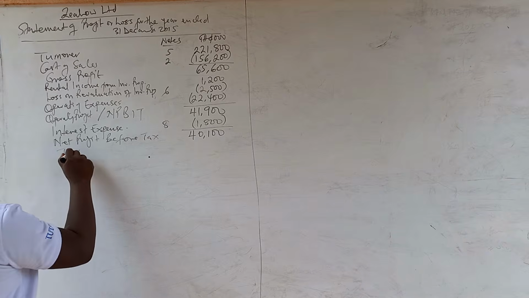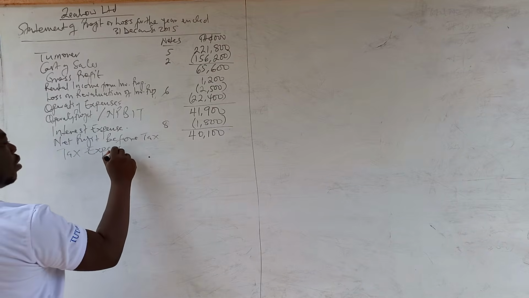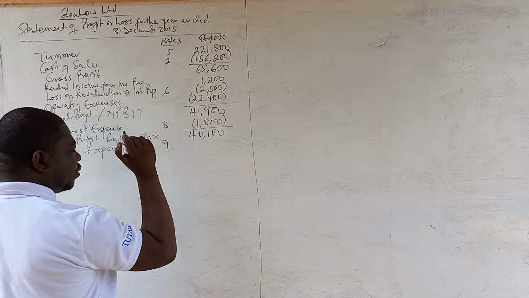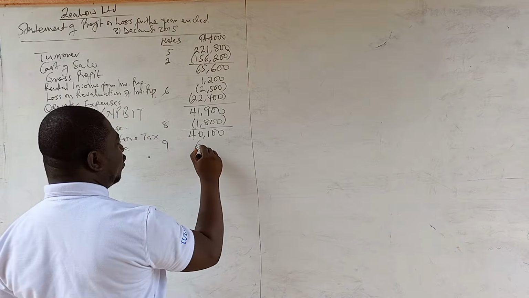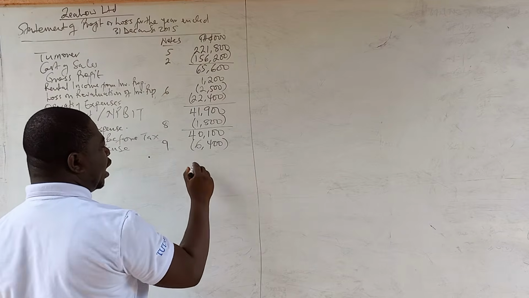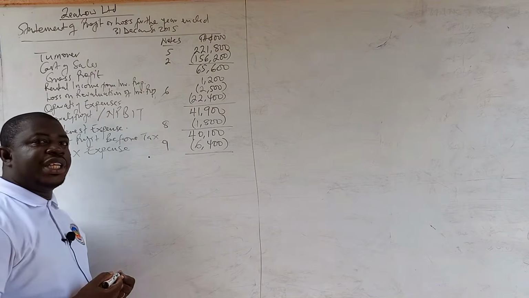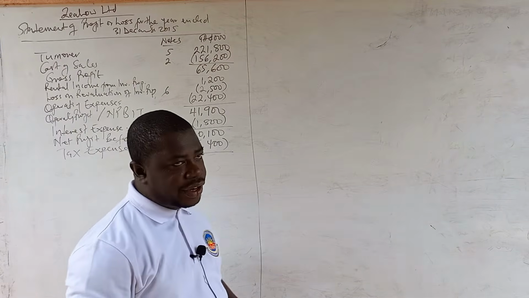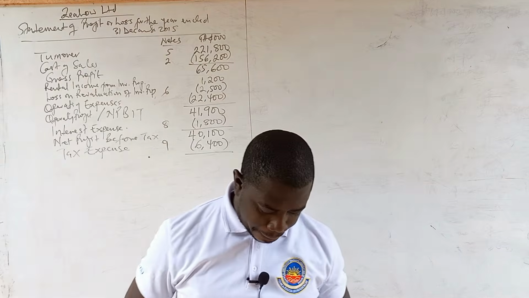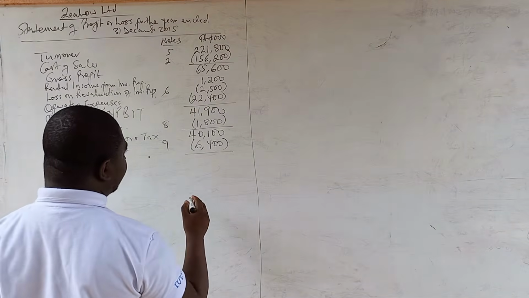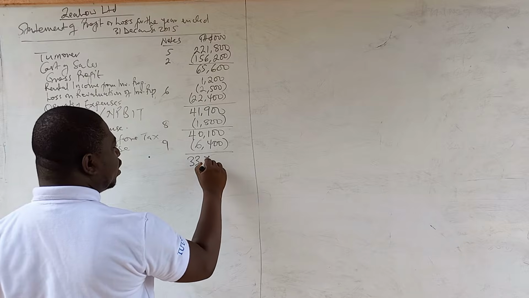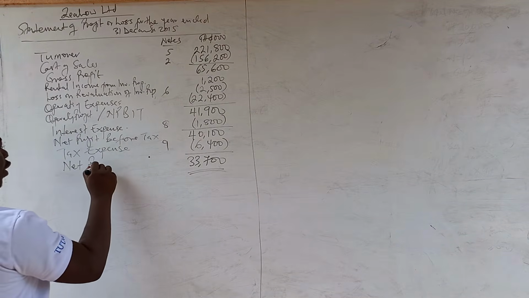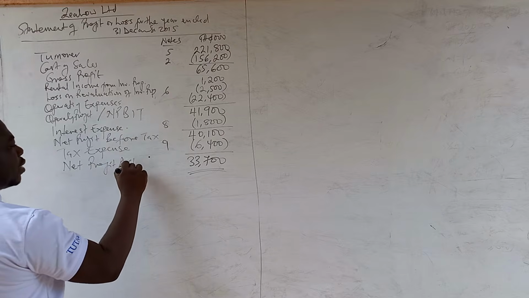And then we can take out our tax expense. The tax expense was done at working 9. And that was arrived at 6,400. That is the current tax minus the movement in deferred tax. So when you show note 9, then you can put 6,400 as your tax. So when we take out tax, we have 33,700. We can do a double underline and call it net profits after tax.